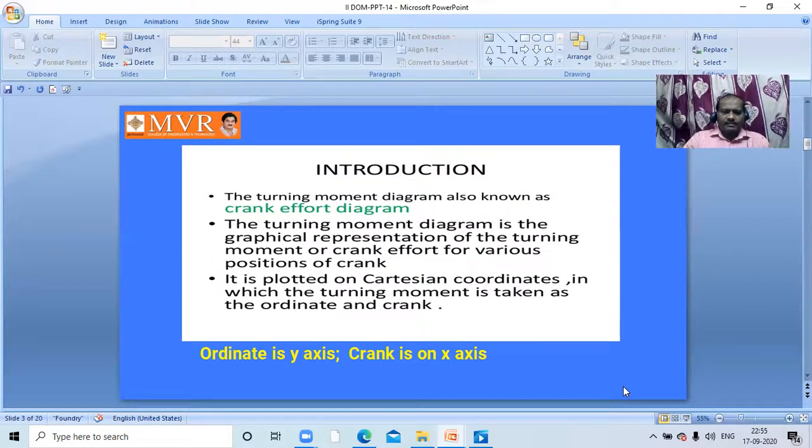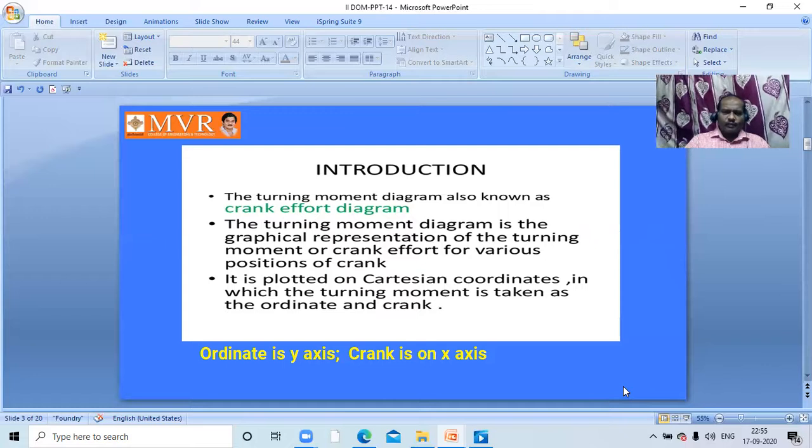What is the crank? What is the position of the crank? The crank rotates through 360 degrees. That means from 0 to 360 degrees of rotation. What is the torque that is developed by the crank and the piston we are going to draw?